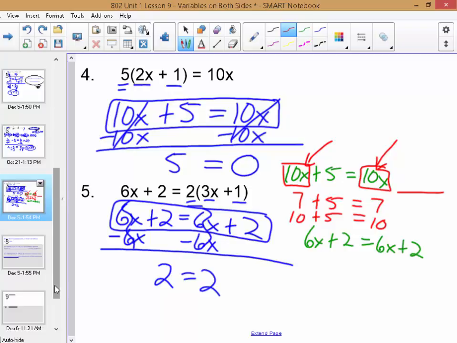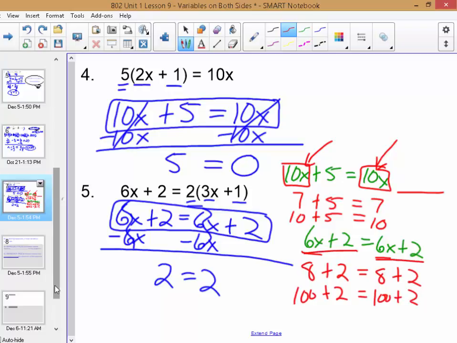Compare that to the second equation here. This is saying some number plus 2 equals that same number plus 2. So let's say I have 8 plus 2. Is that going to equal 8 plus 2? If I have 100 plus 2, is that still going to equal 100 plus 2? And I think you should notice at this point, because they're the same expression on both sides, there's anything that we could put in there that would make that equation true.